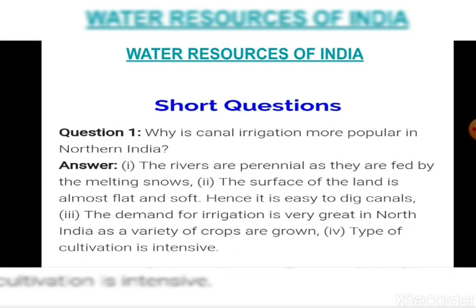Now I will discuss some question answers from the water resource of India. The first question is, why is canal irrigation more popular in northern India? The answer is, the rivers are perennial as they are fed by the melting snows. Number 2, the surface of the land is almost flat and soft, hence it is easy to dig canals. Number 3, the demand for irrigation is very great in the northern part of India as a variety of crops are grown. Number 4, the type of cultivation is extensive. That is why in the northern part of India canal irrigation is more popular.